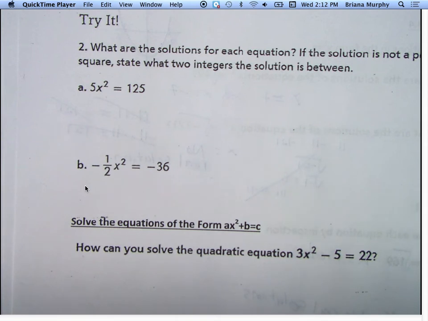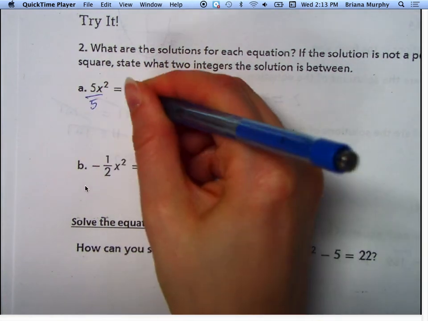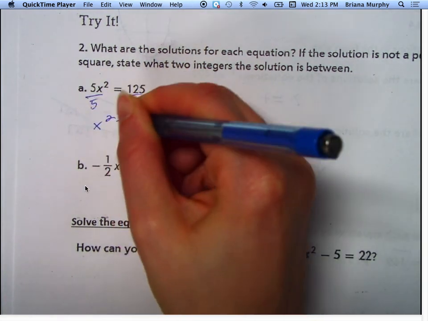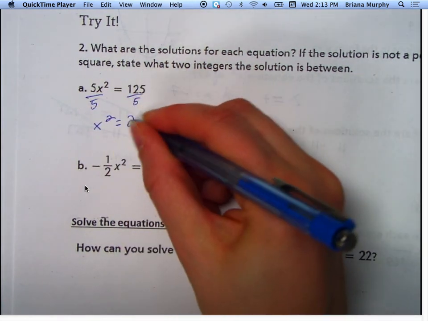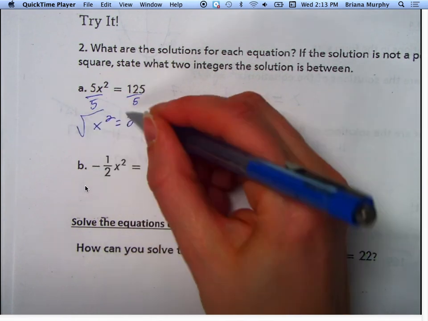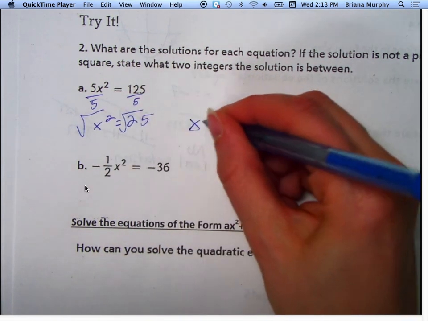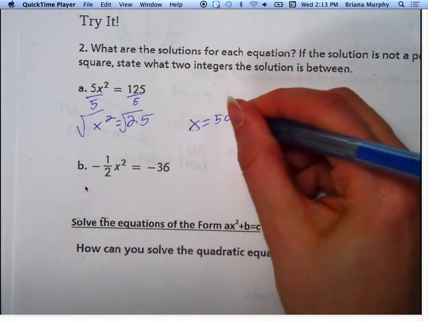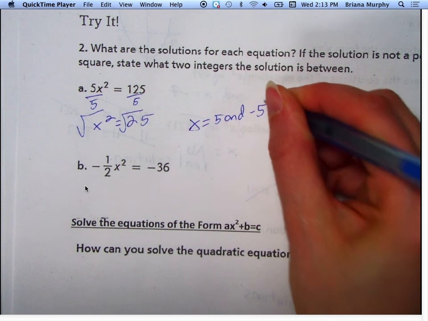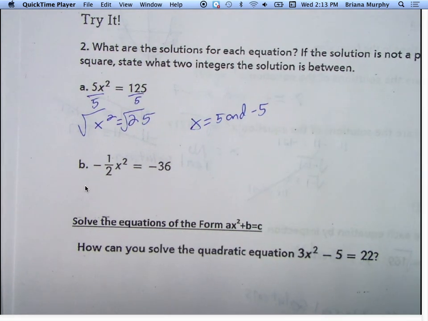All right, I'm gonna do A first. You did what? Divide by 5. Then I get x squared equals 25. I take the square root of 25, and what does x equal? 5 and negative 5. Okay?